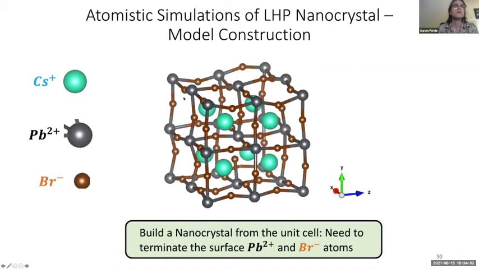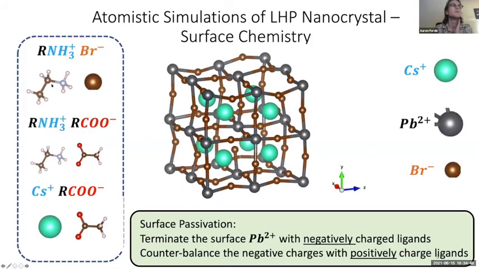But then nanomaterials, since they have surfaces, are very unstable. So you need passivation ligands to keep the surfaces stable. And then, based on the experimental paper from the original synthesis, there are three possible pairs that you can place at the surface, where the negative anions will coordinate to lead, and the positive cations will coordinate to these A vacancy sites on the surface.